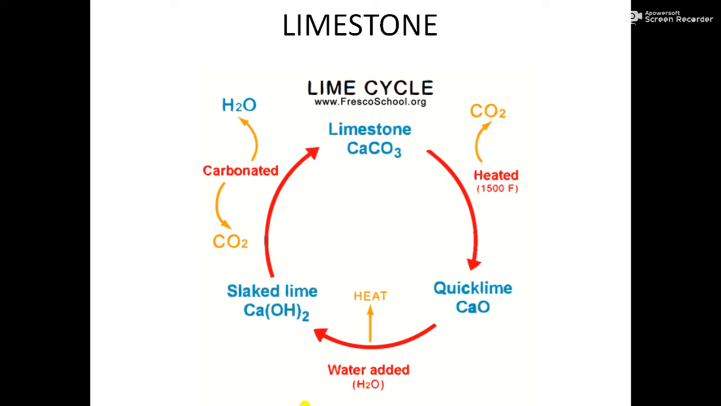Generally when CO2, carbon dioxide, is added to the slaked lime, water is released and we get limestone, and the formula of limestone is CaCO3. Again when we heat limestone, that is CaCO3, what do we get? Yes, calcium oxide, quicklime. So this is the cycle of limestone, and the formula of limestone is calcium carbonate, CaCO3.